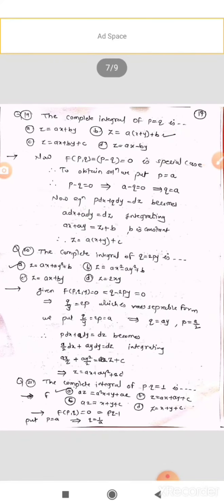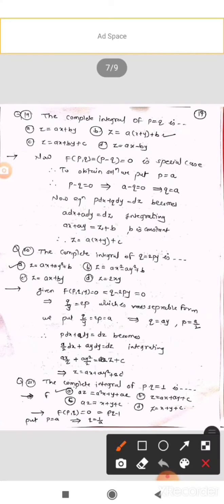Now the next question: find the complete integral of p equals q. As we know, to find the complete integral we have to use the Charpit method, but we cannot use the Charpit method all the time, or it is lengthy. So we see the special cases. If the equation contains only p and q, then the solution is obtained by substituting p equals a, finding the value of q in terms of a, and substituting the values of p and q in p dx plus q dy equals dz, and the solution is obtained.